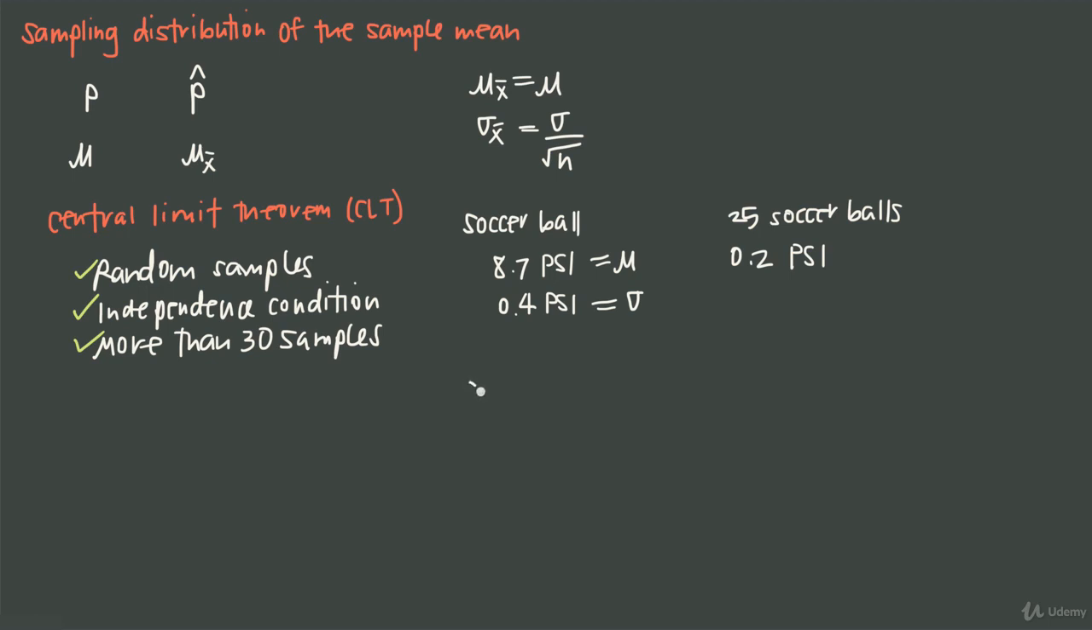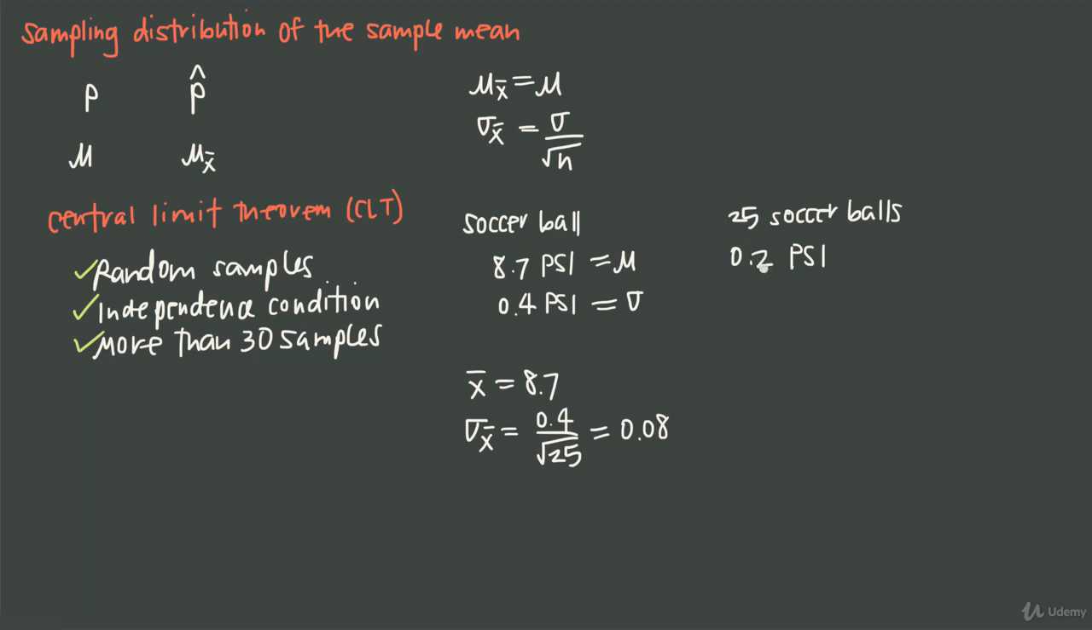We know that the mean of our sample is going to be equal to the mean of the original population, so our mean is going to be 8.7. The standard deviation of the sampling distribution is going to be equal to the original standard deviation, 0.4, standard deviation of the population, divided by the square root of our sample size, so the square root of 25. And we'll calculate that that is 0.08.